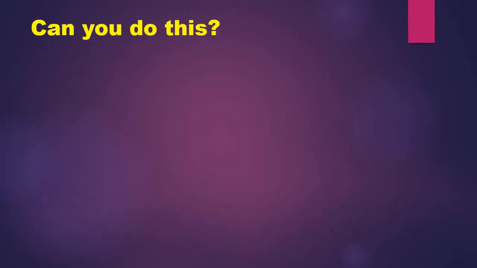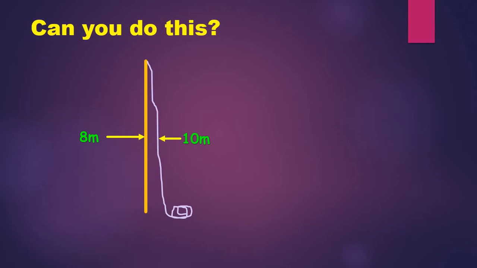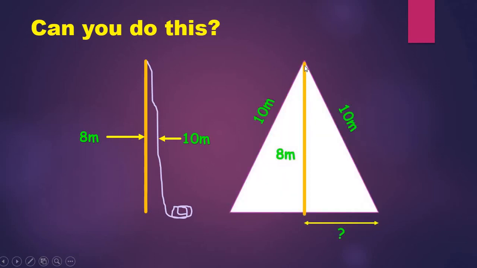Okay, before we move on, here is a challenge for you. This is a post fixed on the ground. To balance the post, you need to fix two cables from the top of the column to the ground. It must look like this. If the post is 8 meters tall and the cable is 10 meters long, at which length from the bottom of the post should the cable be fixed?